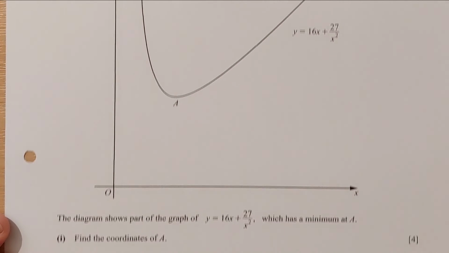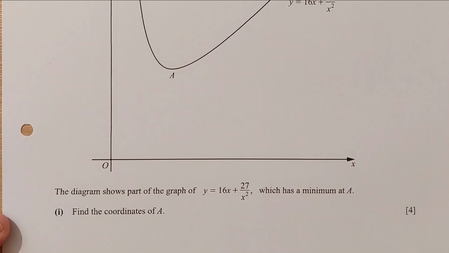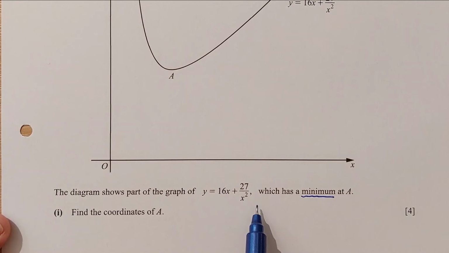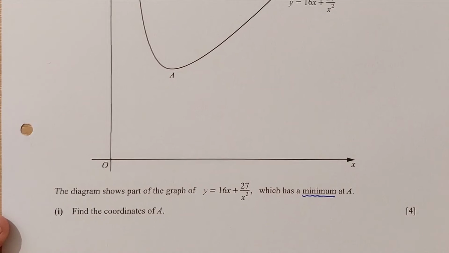Question number 11. The diagram shows part of the graph of this function which has a minimum at A. Number 1, find the coordinates of A. Okay, so for a minimum or maximum point, we have to take the gradient of the curve and put it equal to 0. We will get the x value, and substituting back into the curve, we will get the y value, and those are the coordinates of point A.